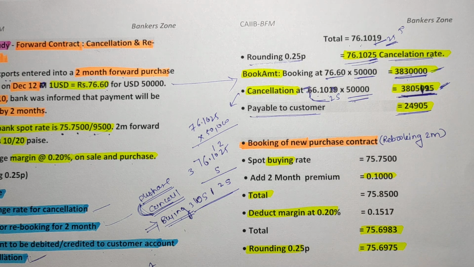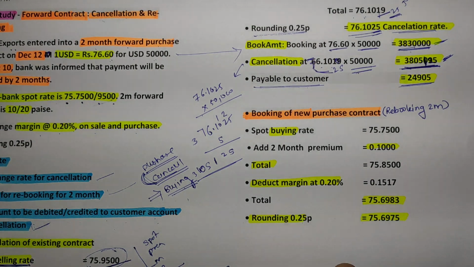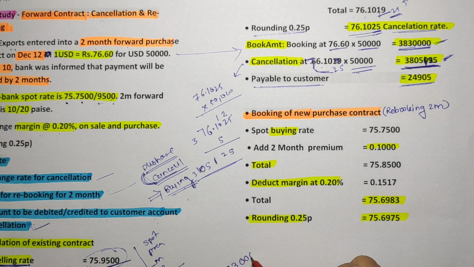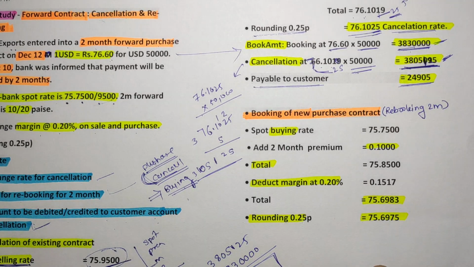And the next step is just to subtract the value. So when you subtract, see here, 383 and 4 times 0, and 3805125. When you subtract, you will get some value, that is the amount payable to the customer.